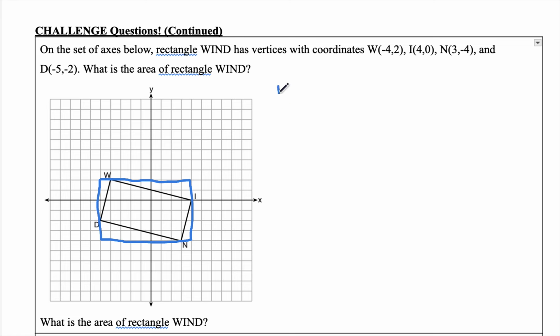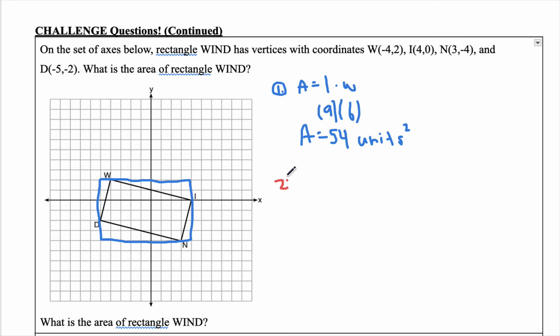So let me start with the first step, find the area, which is just length times width. Well, what's my length? 1, 2, 3, 4, 5, 6, 7, 8, 9. Length is 9. What's my width? 1, 2, 3, 4, 5, 6. So my area is equal to 54 units squared. My writing is really bad because you can see I do this with a mouse.